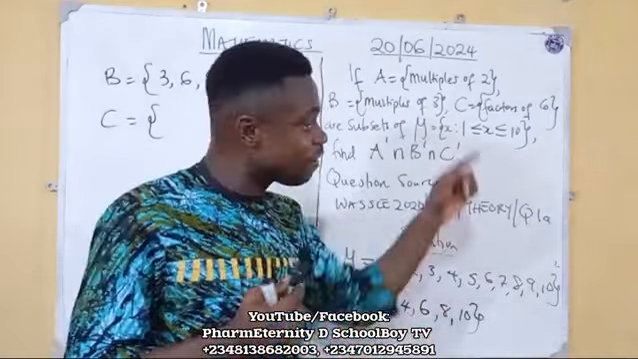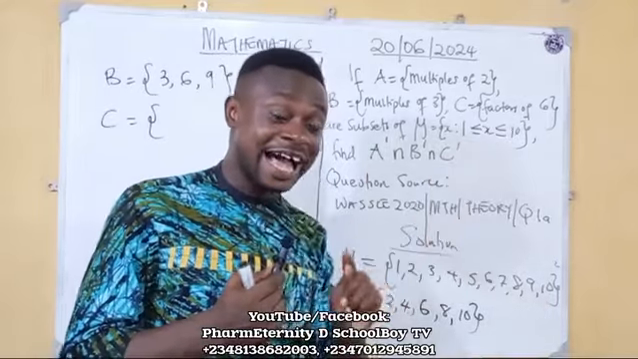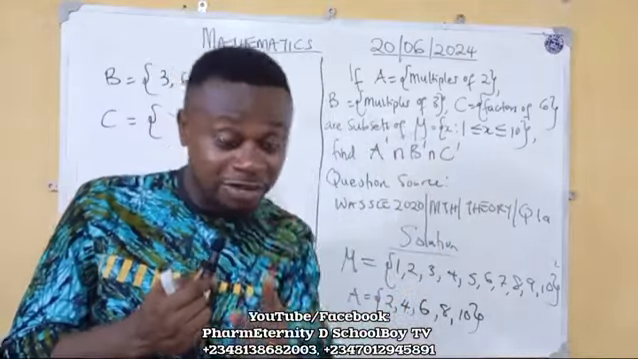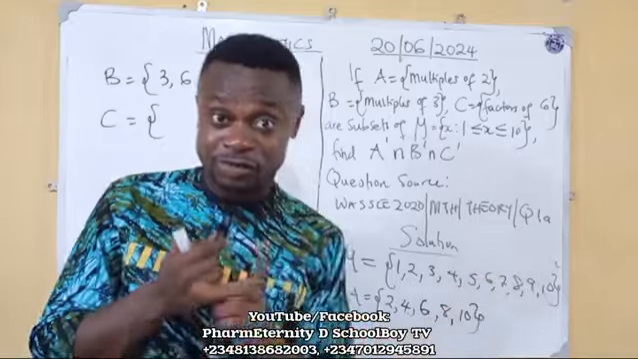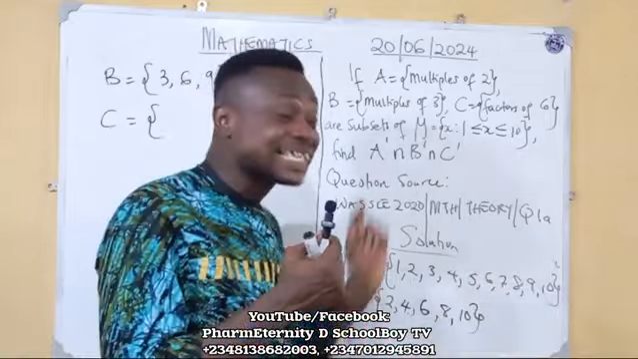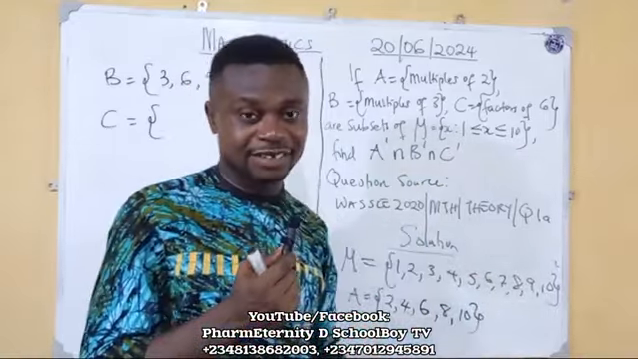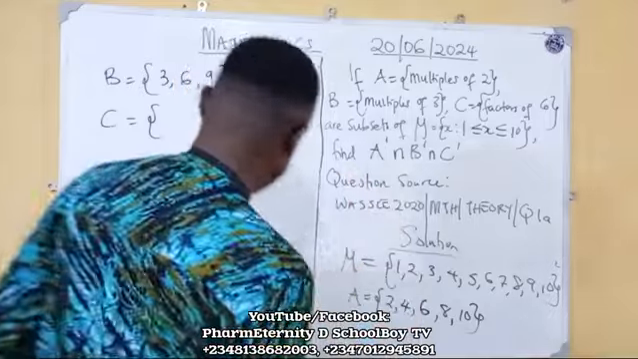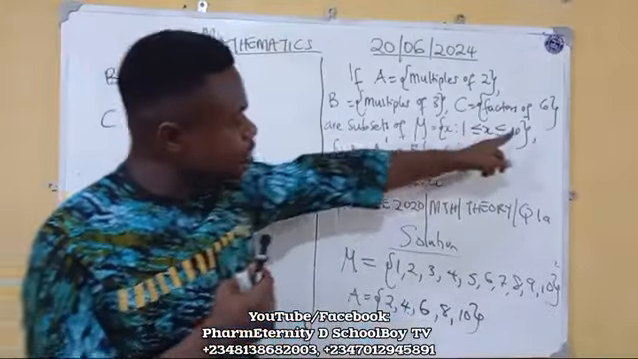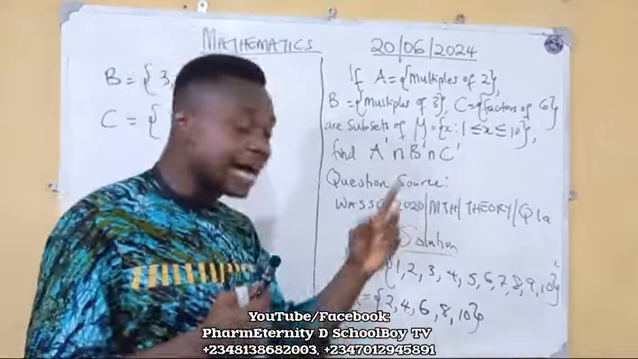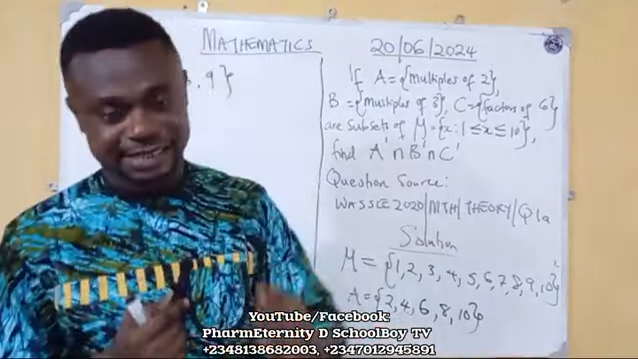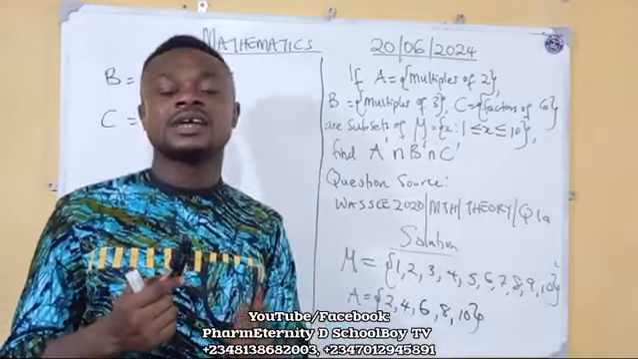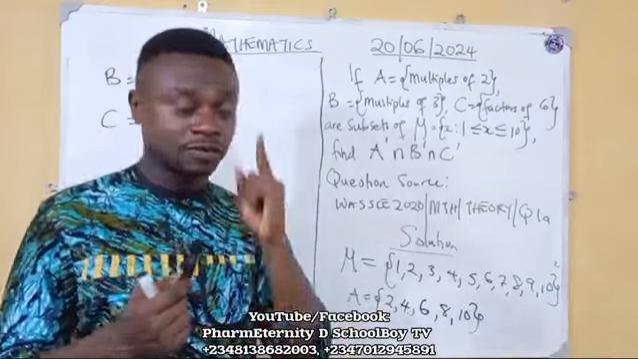Let me come again. Factors of 6 are those numbers that can divide 6 without remainder. Those ones that cannot divide 6 without remainder are not factors of 6. But those ones 6 can divide without remainder are multiples of 6. Okay, now let's continue. So factors of 6 are those numbers that can divide 6. So any number that can divide 6 without a remainder is a factor of 6.